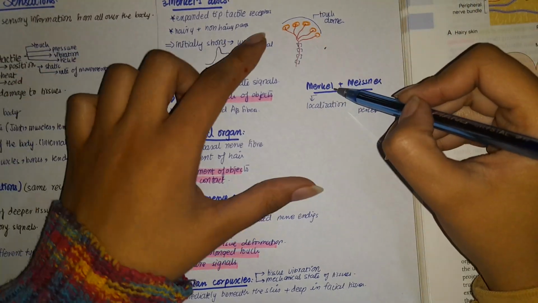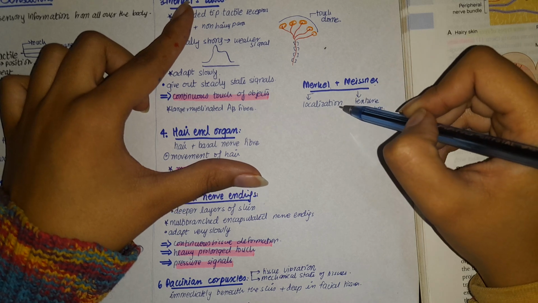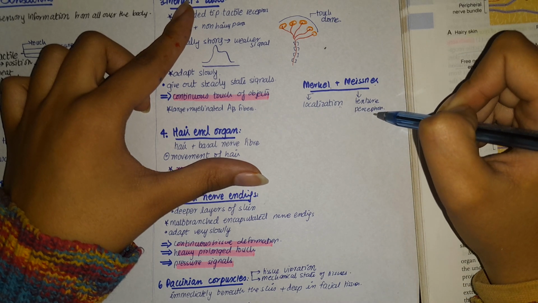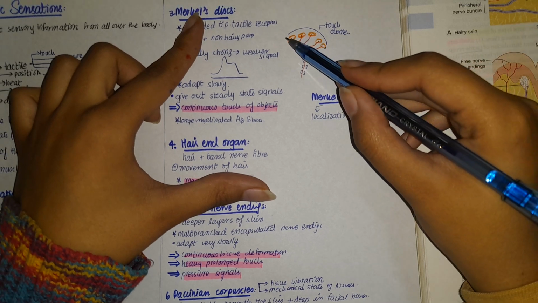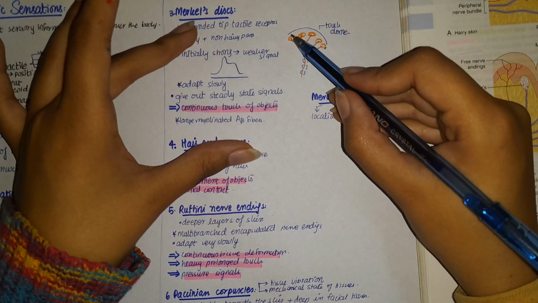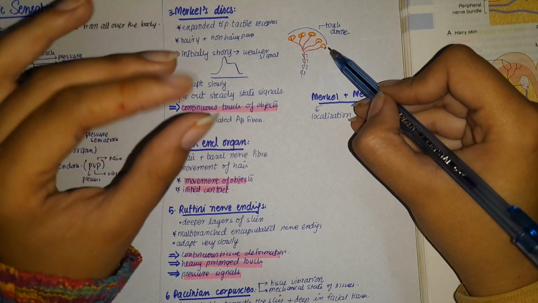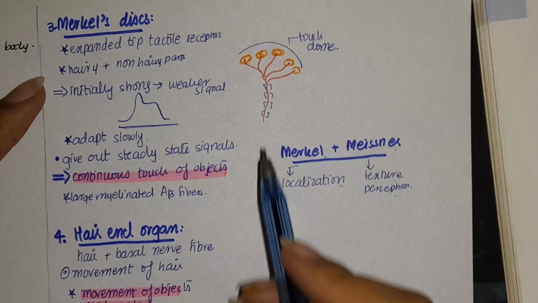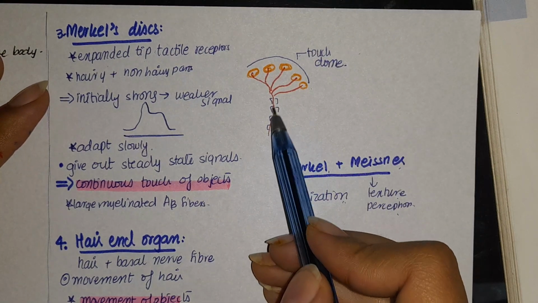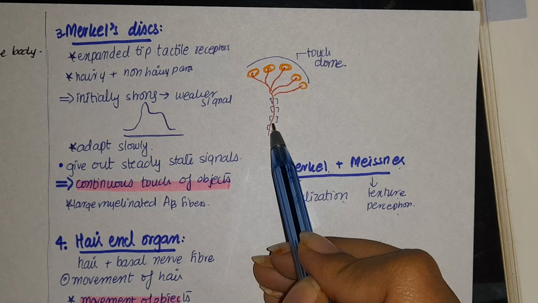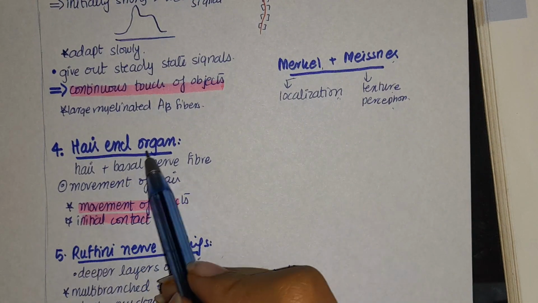Both the Meissner corpuscle and Merkel disc help in localization of the sensation and help us in texture perception. Also, the area of our skin where this Merkel disc is present forms an elevated thing which is known as a touch dome. The sensations it transmits are carried by A beta fibers, which are large diameter myelinated nerve fibers. Now we have the hair end organs.